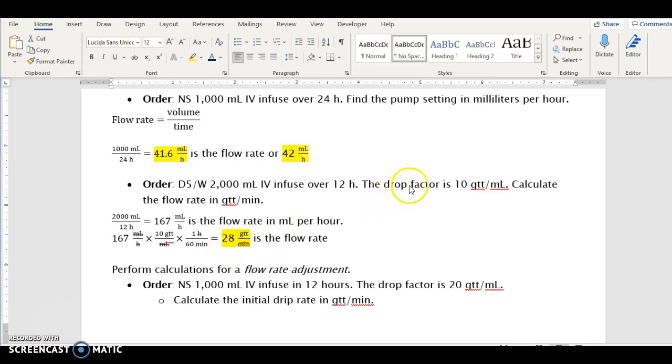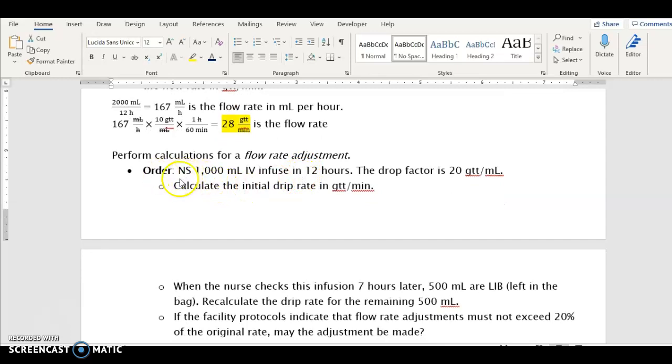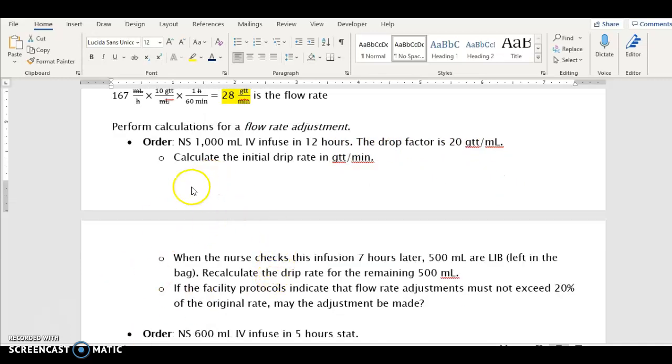The next group of examples involves calculations for a flow rate adjustment. Here's the first problem. We have normal saline, 1,000 milliliters IV, to be infused over a 12-hour time period. The drop factor of the tubing is 20 drops per milliliter. This problem has three parts. In the first part, we're going to calculate the initial drip rate in drops per minute.